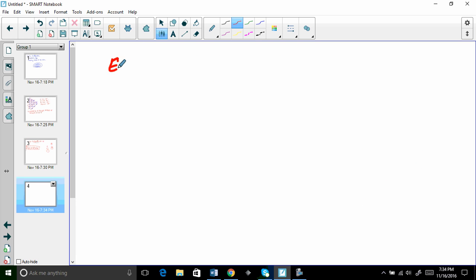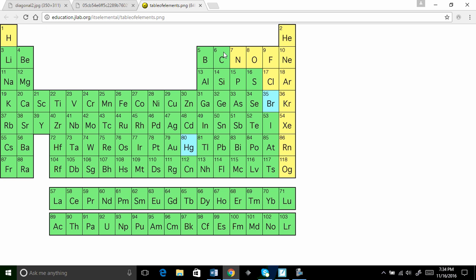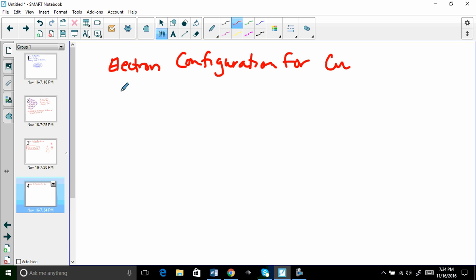And what if I ask you to do the electron configuration for, let's do copper. No, let's not do copper. Yeah, let's do copper. All right, so I'm going to go back to my periodic table, and I'm going to find copper. It's right here. Copper, Cu. Copper has 29 electrons. The electron configuration tells me where those 29 electrons can be found in the atom. It's kind of like giving the address. So remember, copper has 29 electrons.